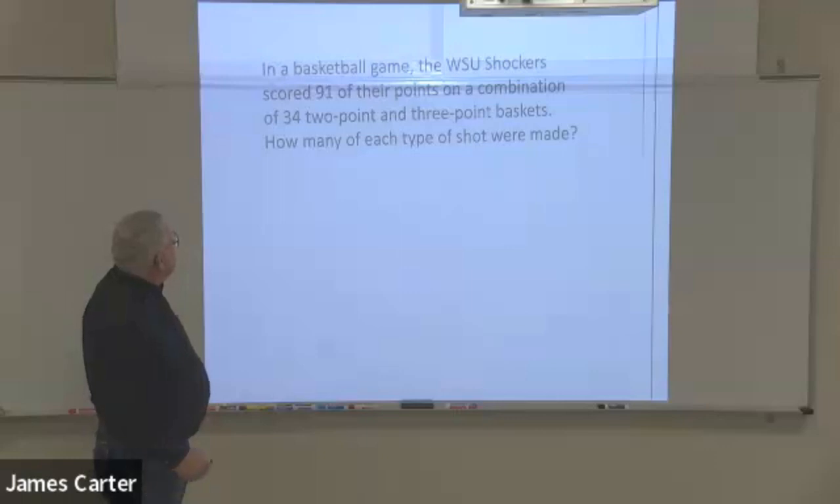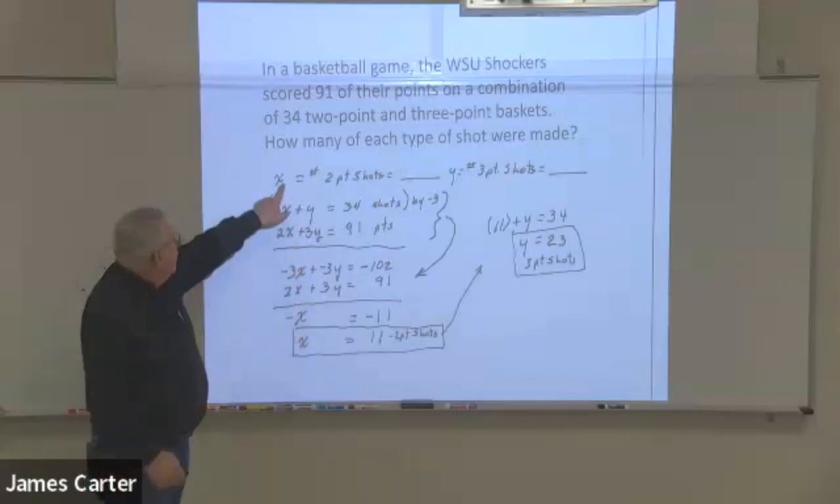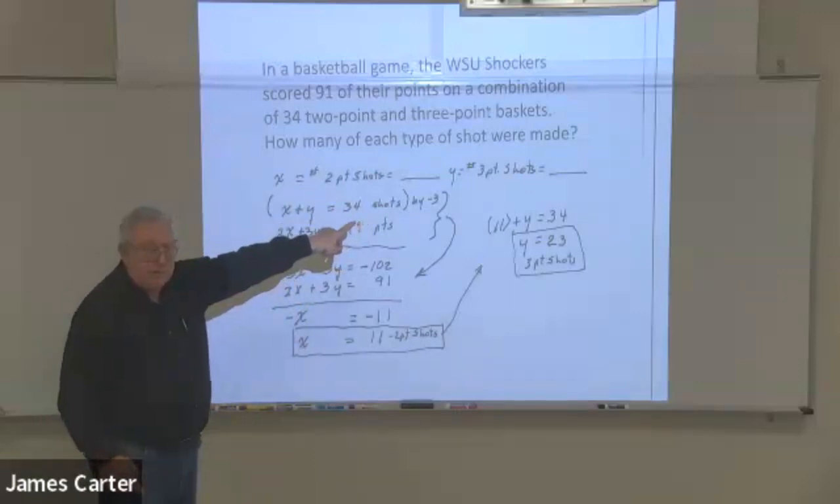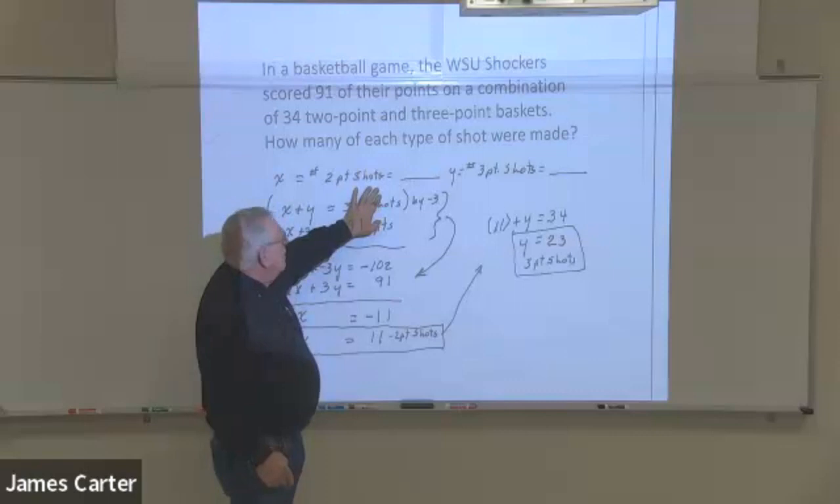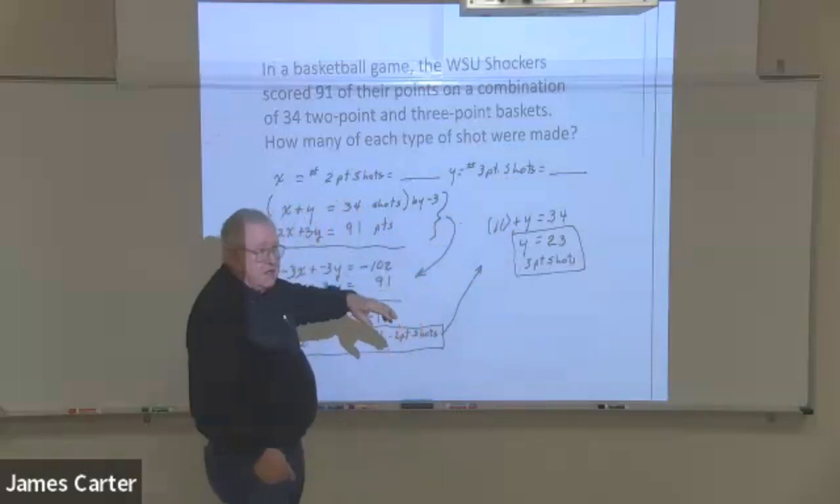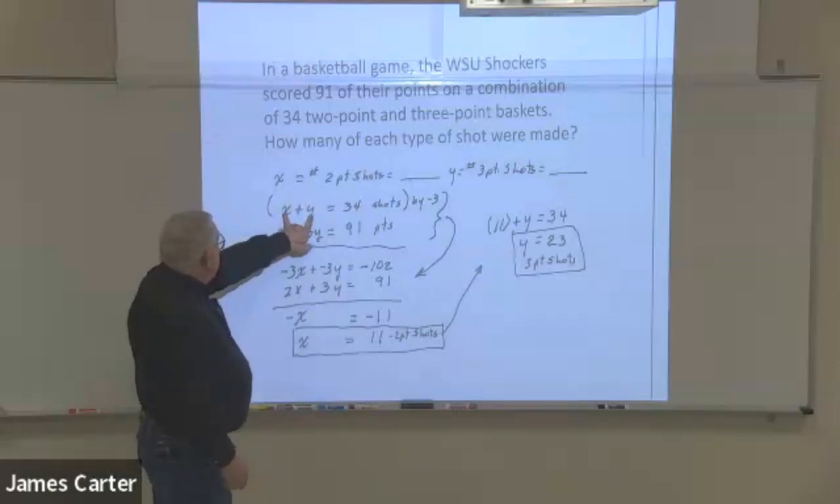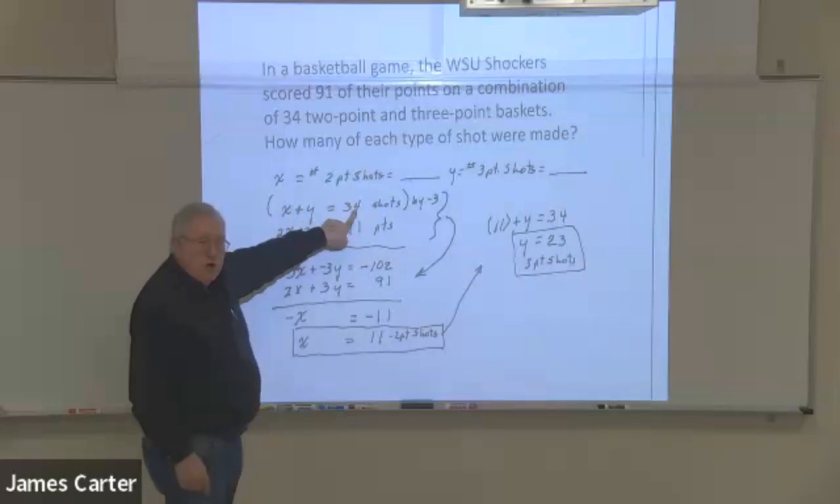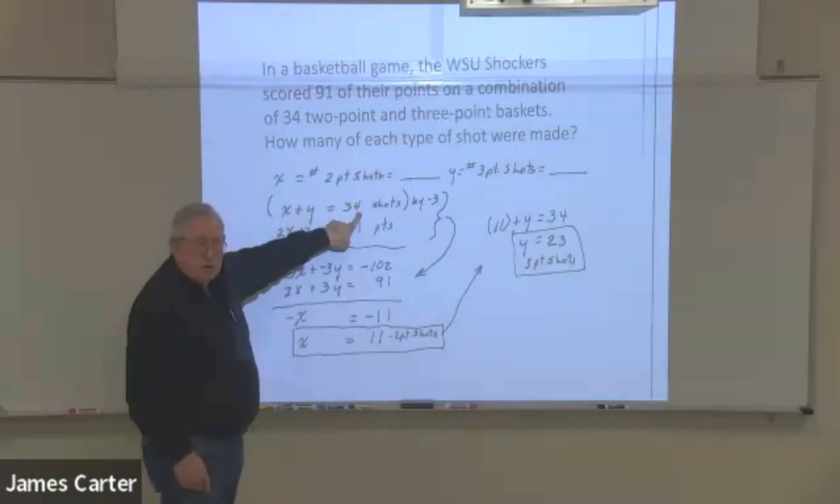Well, in this case, and here's the whole problem, I wrote my definition of my terms. X is going to represent the number of 2-point shots. Y is going to represent the number of 3-point shots taken. That doesn't mean made, it's taken. Now, in this case, the number of 2-pointers plus the number of 3-pointers equal 34 shots. What are my units? Shots plus shots equal shots.